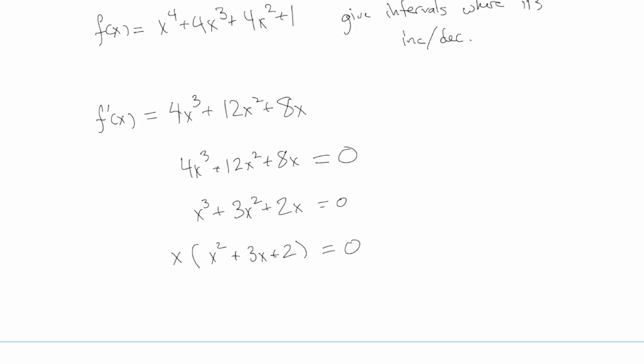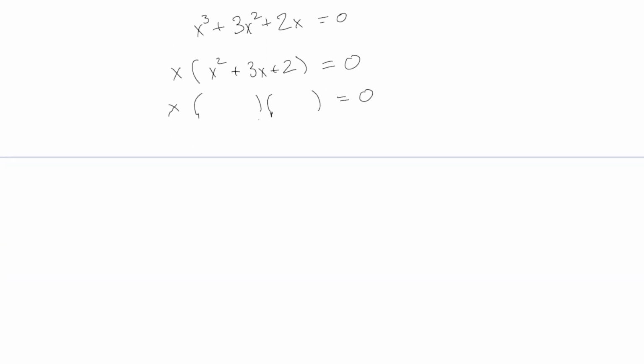And then, I guess I want to continue factoring here. Can anyone see the factors of that part? Just considering this on its own. I'm going to keep x, but then this guy turns into that. What do you think?